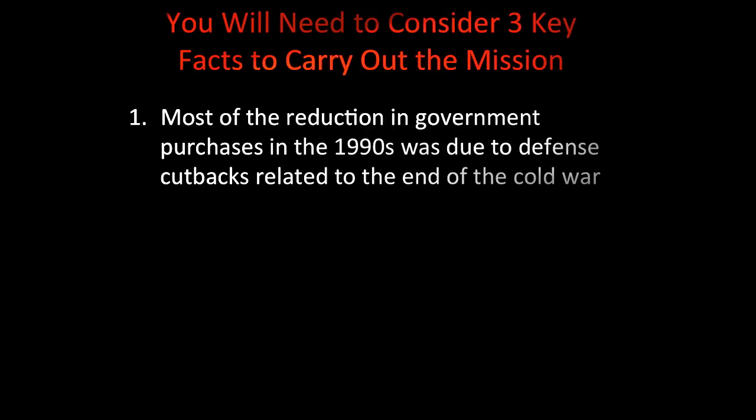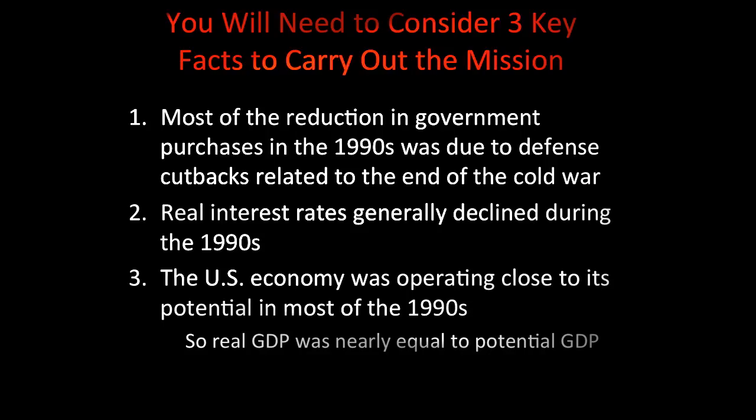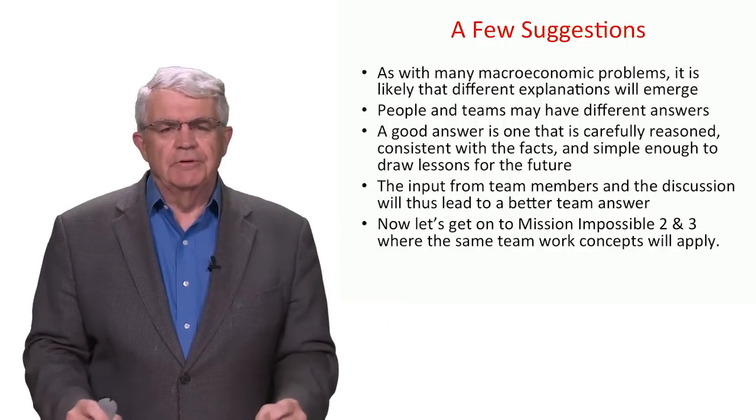Number 1, most of the reduction in government purchases in the 1990s was due to defense cutbacks related to the end of the Cold War. Number 2, real interest rates generally declined during the 1990s. Number 3, the U.S. economy was operating close to its potential in most of the 1990s. And as you know, that means real GDP was nearly equal to potential GDP during those years. You need to consider these facts as you carry out your mission to explain these trends in the shares of GDP.